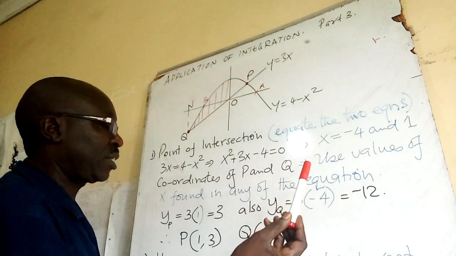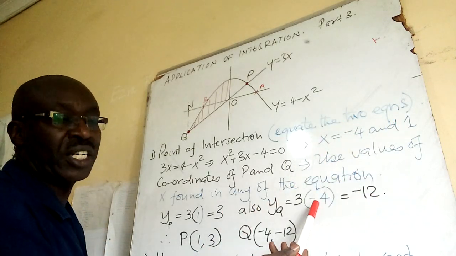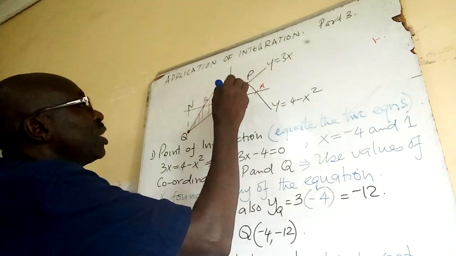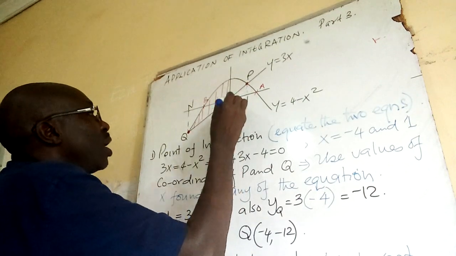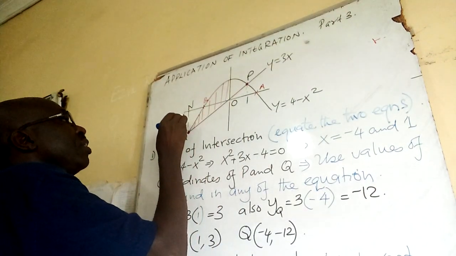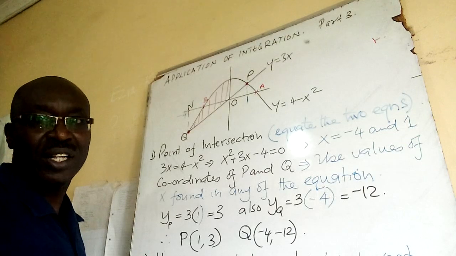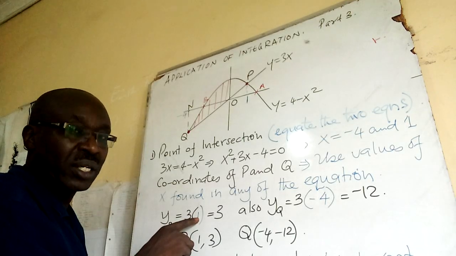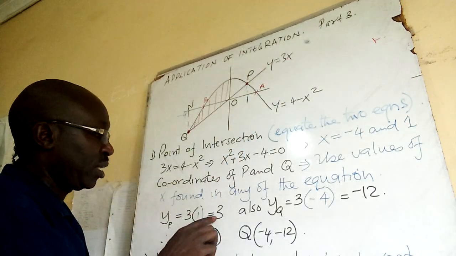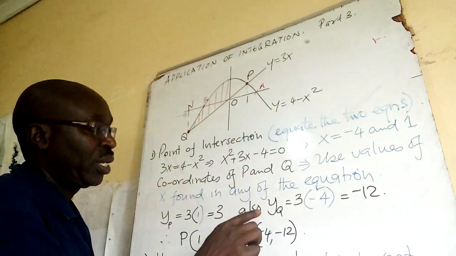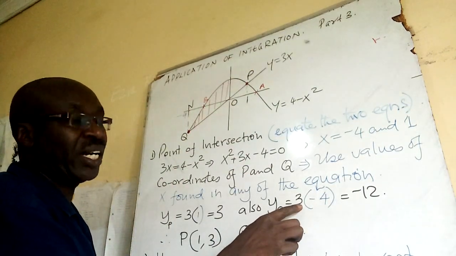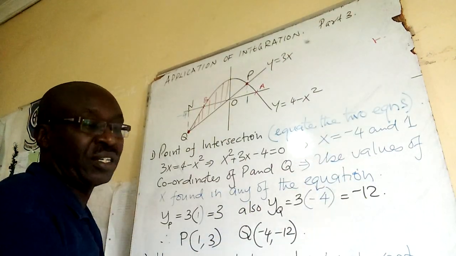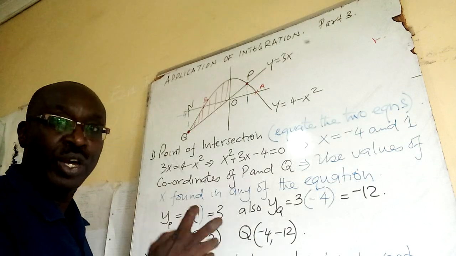So I have x is 1 and also x is negative 4. In other words, I can put those x's at this point, 1 here, and this is negative 4, where they have met. So I want the y coordinate. I put x as 1 in the equation, I get y is 3 at point P. At point Q, I take 3 multiplied by the negative 4 that I had found. I get negative 12. So this is the way you finish.